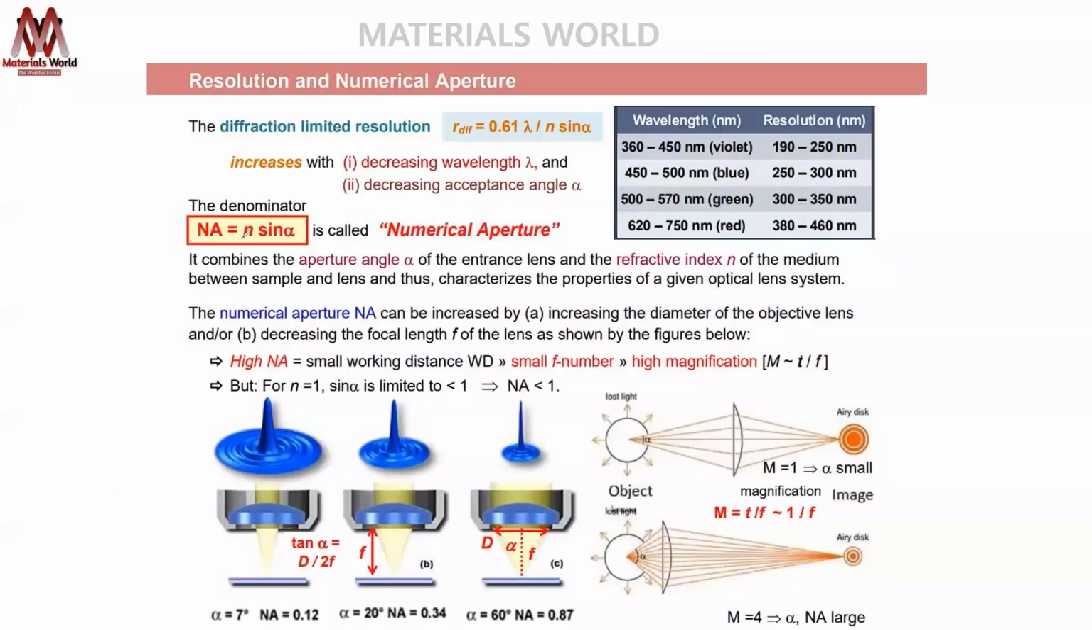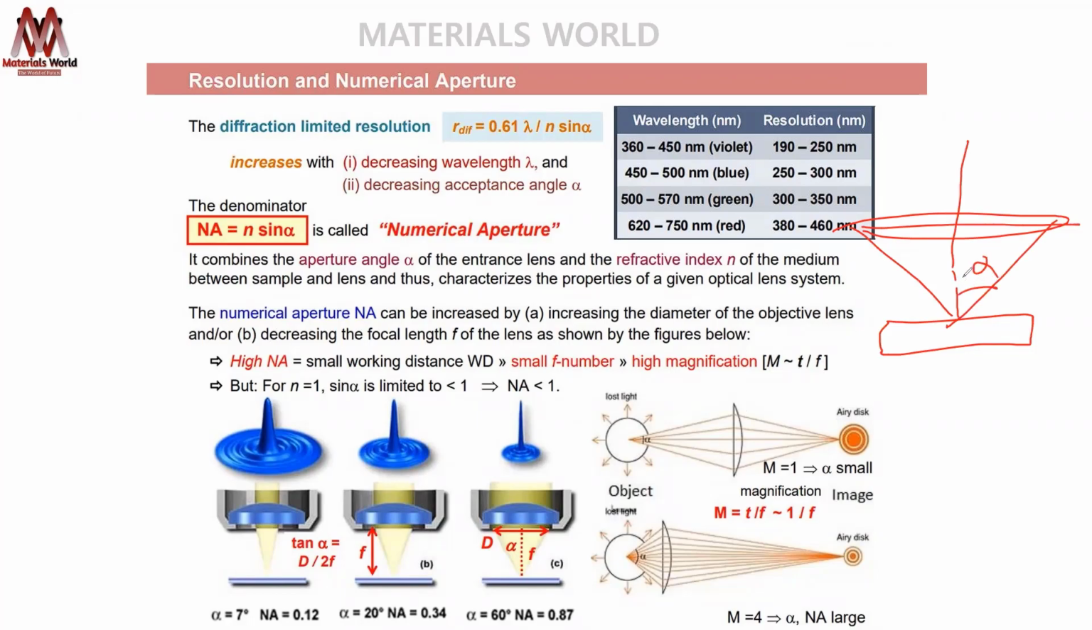Your numerical aperture is n sin alpha. Alpha is the half conical angle. So for example, let's say this is your sample and this is your lens. This will be the half conical angle, and how much light it is taking in is the numerical aperture. So the bigger this is, the bigger alpha you get. Higher the alpha, higher the numerical aperture, and also higher the refractive index, you get higher numerical aperture, right? Your diffraction limited resolution is 0.61 lambda by NA.